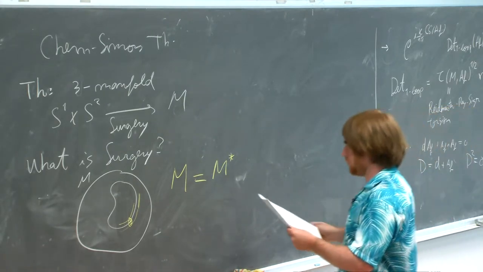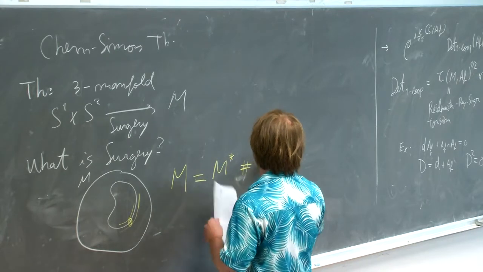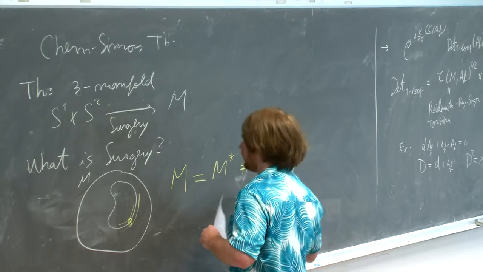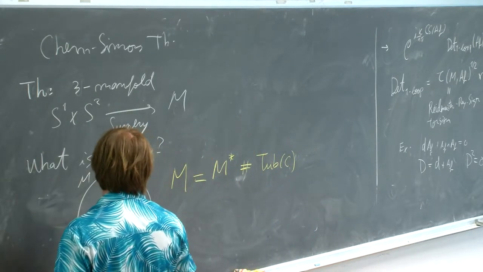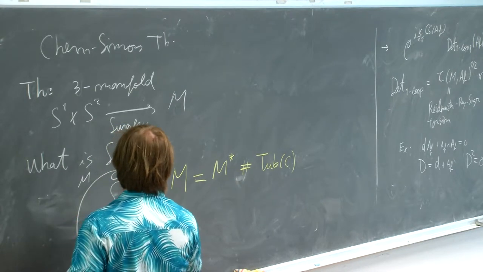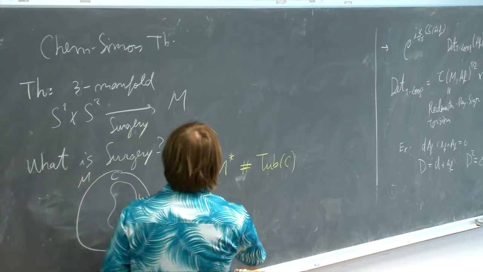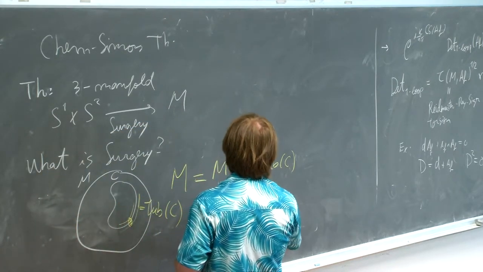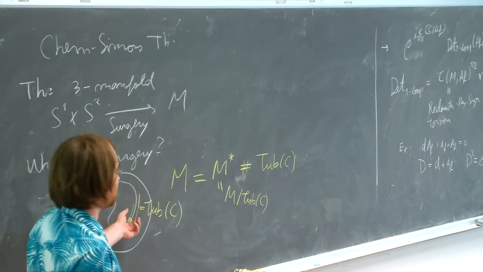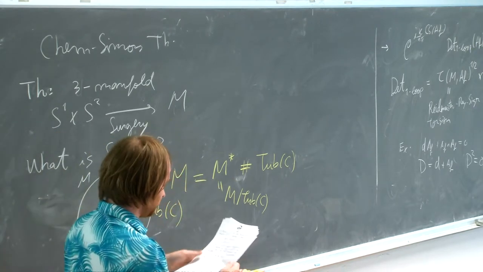I'll just describe what is M star. This is glued. There's a contour C here, and I call this tube of C, okay? And this M star is obviously M without the tube. You have this thing, you remove the tube, get M star and the tube, okay? That's obviously.